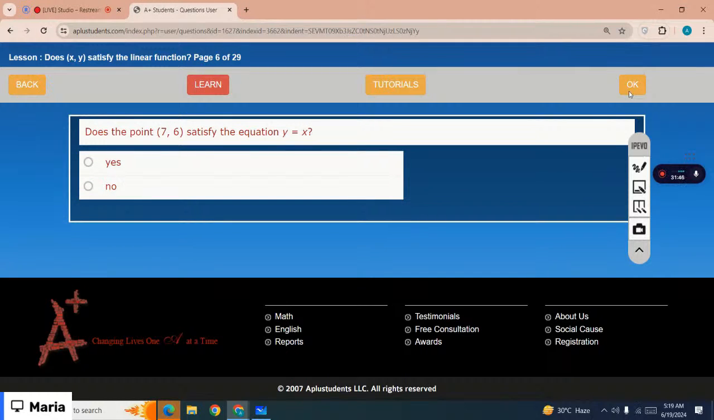Does the point (7, 6) satisfy the equation? Which is the correct option? The correct option is no. The point (7, 6) does not satisfy the equation y equals x. The correct option is no.